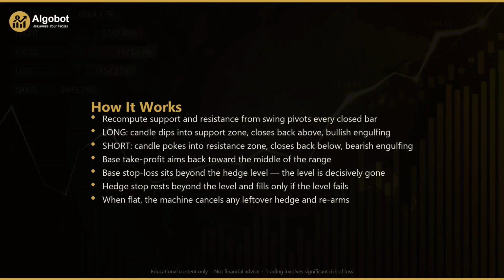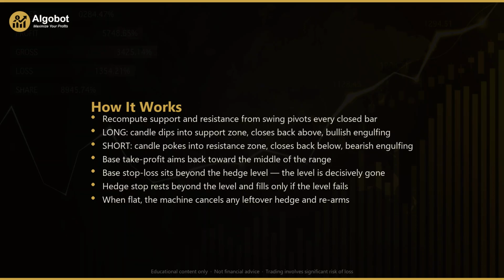At the same instant the base position opens, the EA parks one opposite stop order beyond the faded level. For a long, that's a sell stop placed below support. For a short, it's a buy stop placed above resistance. The base stop loss is deliberately set beyond that hedge level. So if the level truly fails, the hedge fills first, and the 2 positions coexist as a genuine locked hedge.